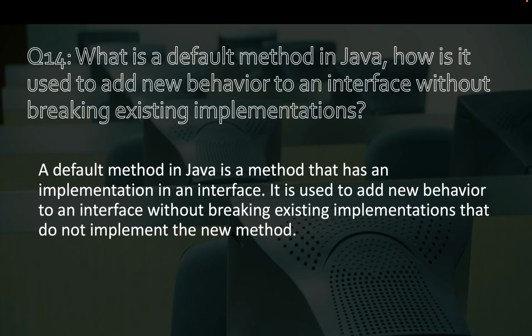Question number 14. What is a default method in Java? How is it used to add new behavior to an interface without breaking existing implementations? A default method in Java is a method that has an implementation in an interface. It is used to add new behavior to an interface without breaking existing implementations that do not implement the new method.